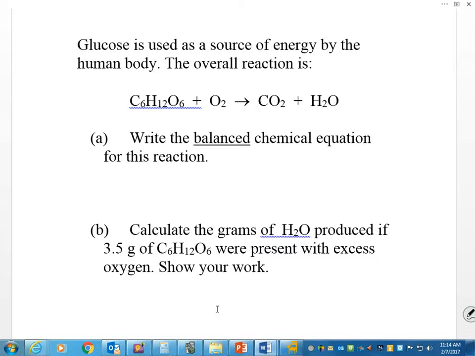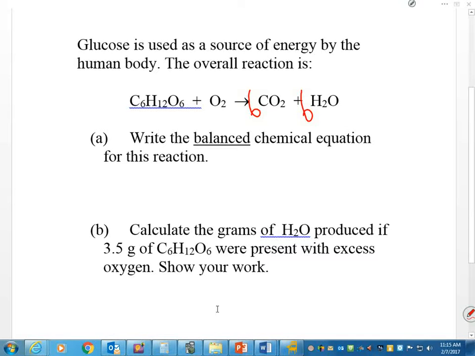So this first example says glucose is used as a source of energy by the human body. The overall reaction is... Part A, write a balanced equation. The first thing I look at is carbon: 6 on this side, so I need 6 on this other side. Hydrogen: 12, I need 12 on this side, so I put 6 here.